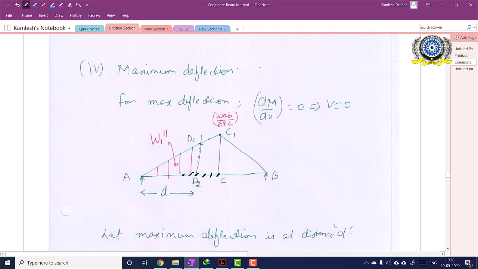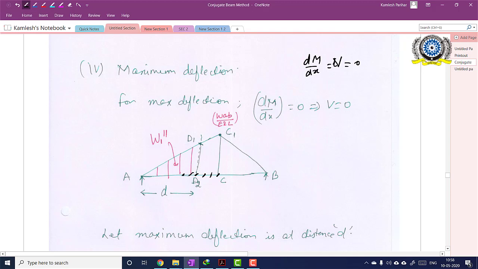Very simple. What we do? We always do dM by dx equal to 0. For maximum bending moment, we do dM by dx equal to 0. And what is this dM by dx? We all know dM by dx is the shear force. Now if this is equal to 0, it means the shear force must also be equal to 0. So the point where shear force becomes equal to 0, at that point bending moment will be maximum, and that will be the maximum deflection in the beam. So how to solve it?